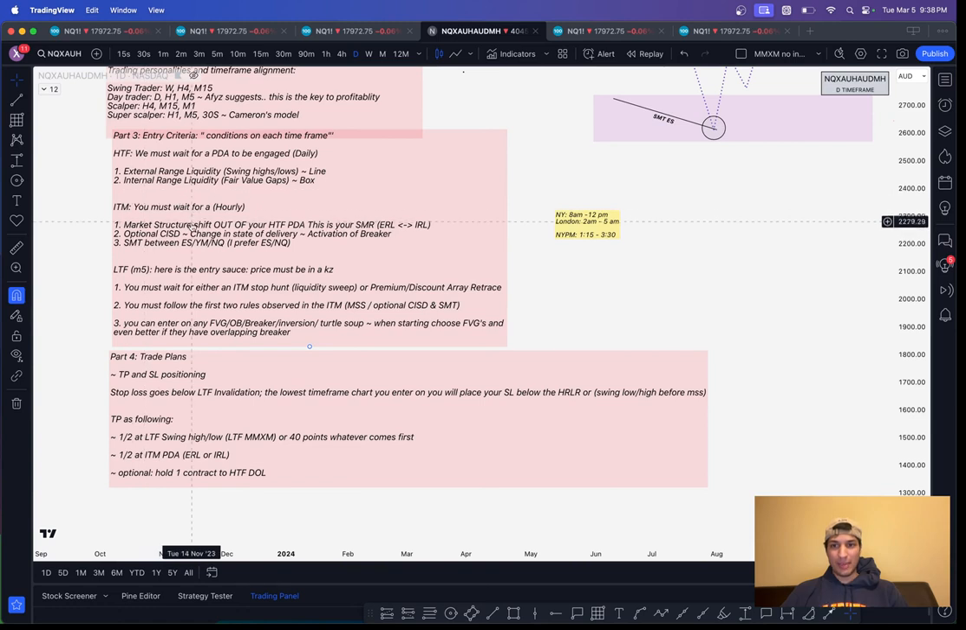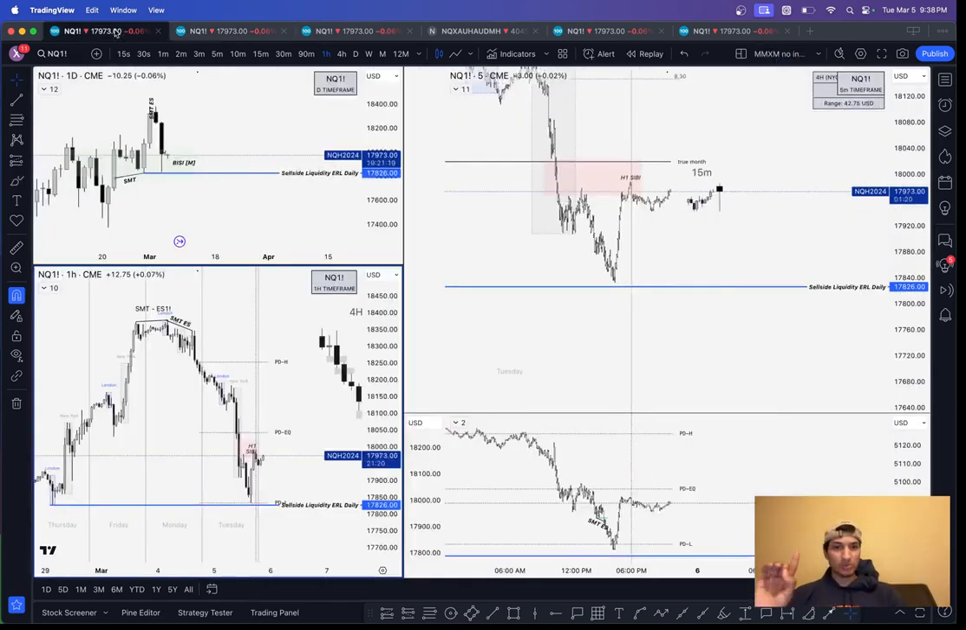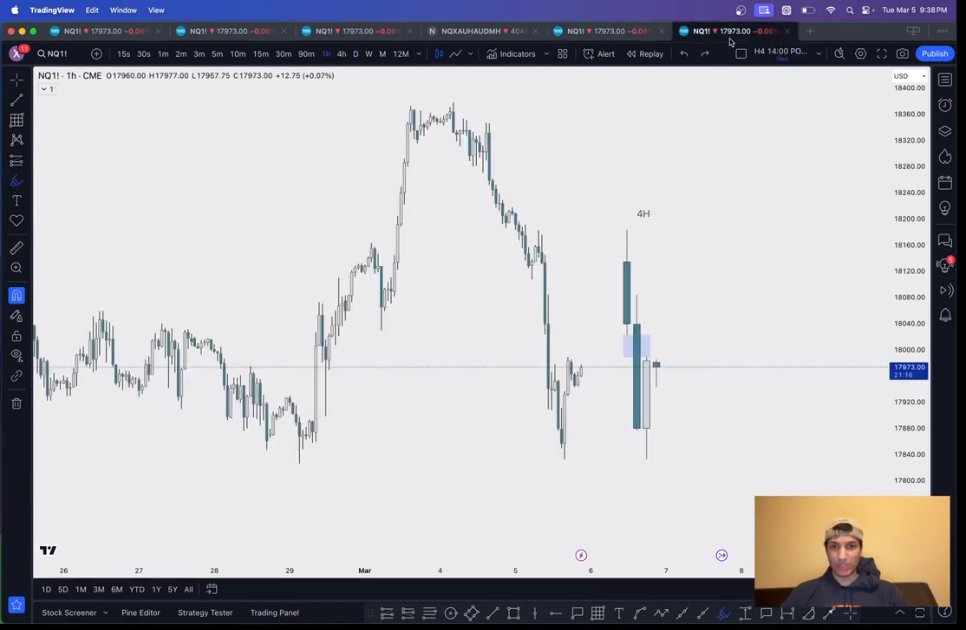Intermediate time frame MSS, SMT, and then on the lower time frame, before I get involved, I need to see this intermediate term stop hunt, liquidity sweep, or premium discount retrace. So if I get a liquidity sweep, I'm okay. But if I don't, I need to wait for a premium array to be hit or a discount array to be hit. Great question, really great question.